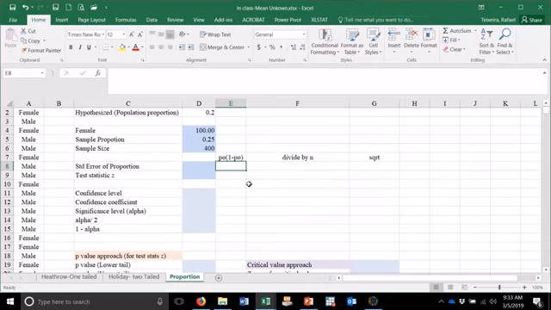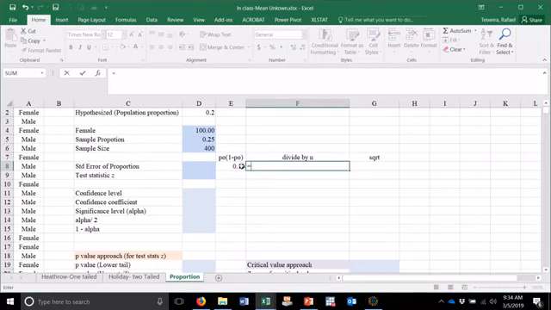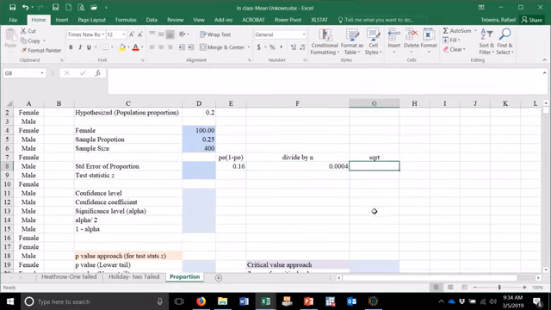So I start with the numerator, which is the proportion hypothesized, which is equal to 0.2. This is the proportion hypothesized, asterisk, which is multiplied, open parenthesis, 1 minus the proportion again, and then close parenthesis. Then I'm going to divide this resulting number by the sample size. So equal this number divided by the sample size, this cell. Okay, hit enter.